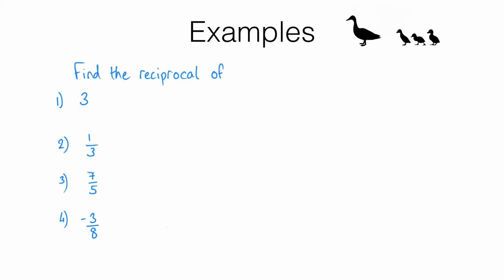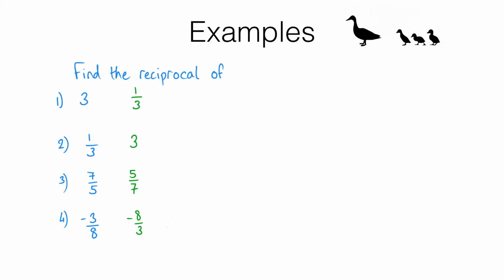Here's what you should have got. The reciprocal of 3 is simply 1 over 3. The reciprocal of 1/3 is 1 over 1/3, which is 3. The reciprocal of 7/5 is 1 over 7/5, which is 5/7. And the reciprocal of -3/8 is -8/3. If you're unsure about this, you need to go back to topic N3A to learn about reciprocals.